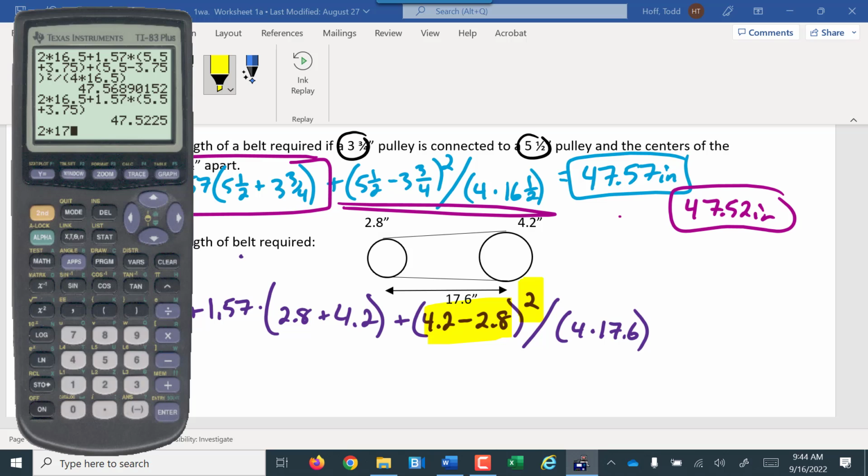So 2 times 17.6 plus 1.57 times 2.8 plus 4.2 plus 4.2 minus 2.8 squared divided by 4 times 17.6. 46.22.